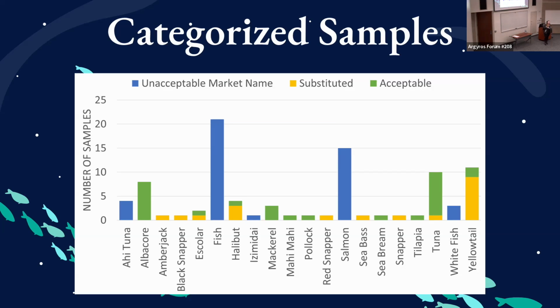Now I do want to point out the unacceptable market names, which is in blue. A lot of it is just labeled "fish." It just means that they weren't specific enough when they told us what was on the menu, compared to what it actually came back as. And then substituted species is when the species is changed out for another one.